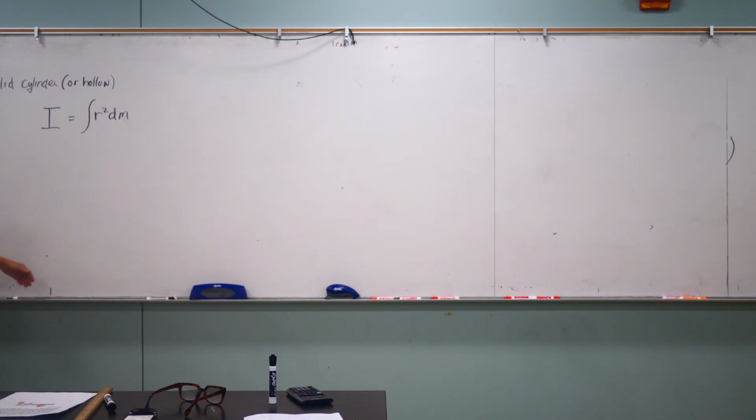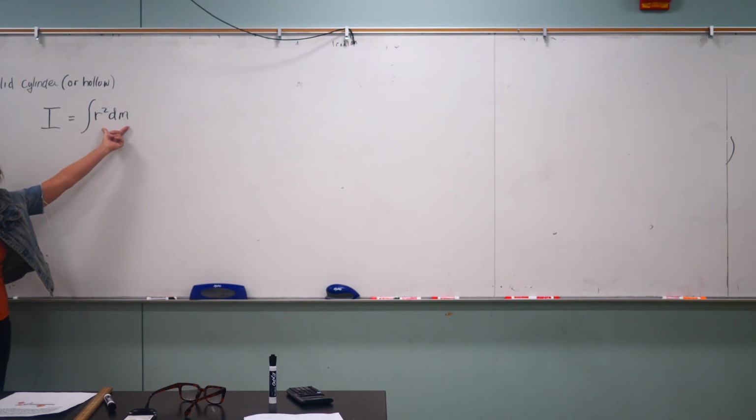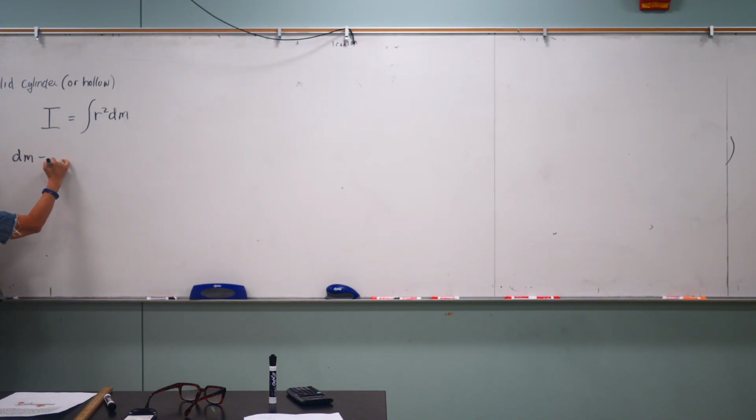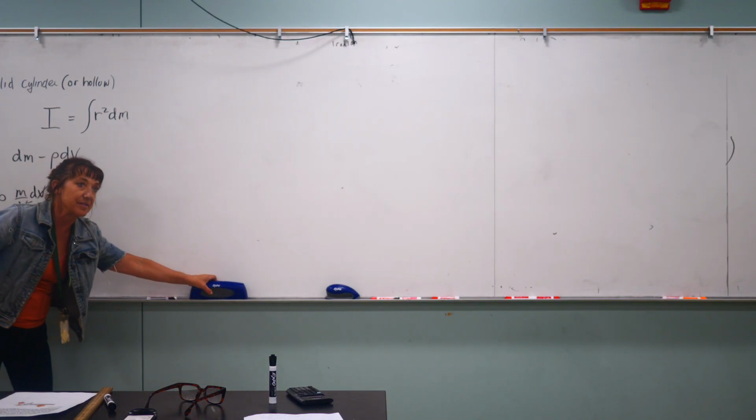All right, the dm is an issue because we can't know those little dm's. So that we are going to redefine as rho dV. And why do we do that? Because rho is mass over volume. So if I have a dV and then I just take my V's out, I get my little dm's, right?